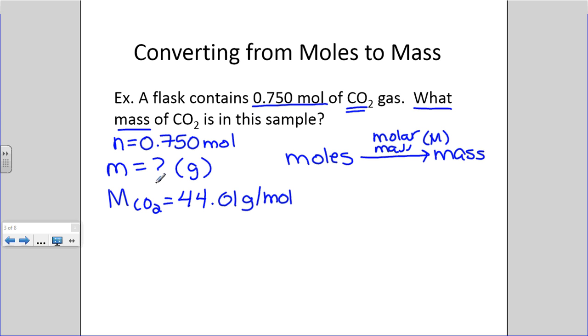Now we can start to solve the problem. Remember, the molar mass is just like a ratio. So we're going to start off our problem with what we're trying to solve for, which is our mass. And just like before, always take a number you're given. Here, our number that's given is up here, that 0.75 moles.